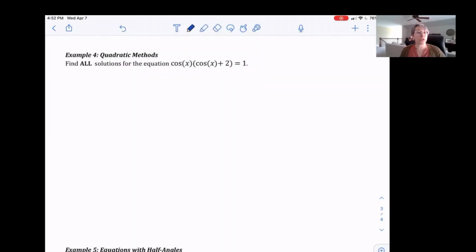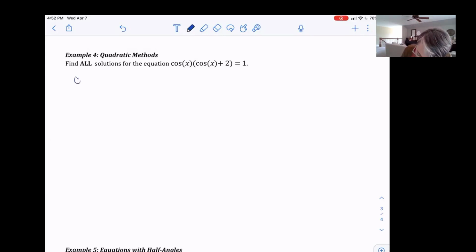In example 4, we're looking for all solutions for this equation. Now, it doesn't say that it's exact and it didn't give us an interval. So we have to represent every single one using that k. Let's find out what we've got here. If we distribute that cosine, I know it's factored, but it's not set equal to 0. So it looks like we're going to deal with a quadratic again.